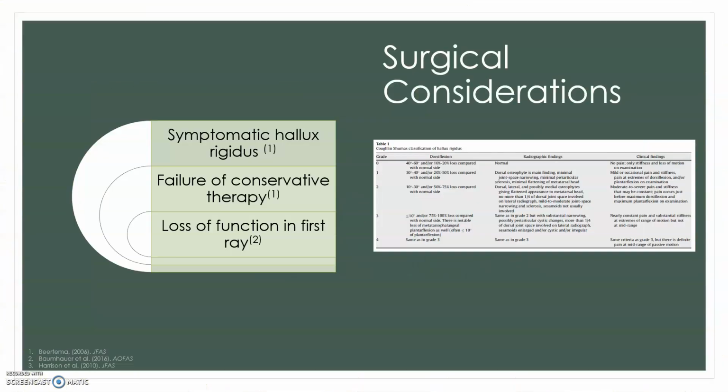For osteoarthritis of the hallux or hallux rigidus, failure of conservative therapy and loss of function in the first ray can be indications that surgical management is appropriate. The Cochrane-Shumas classification of hallux rigidus combines clinical and radiographic findings to assist in classification of hallux rigidus and to determine the best surgical approach to take.